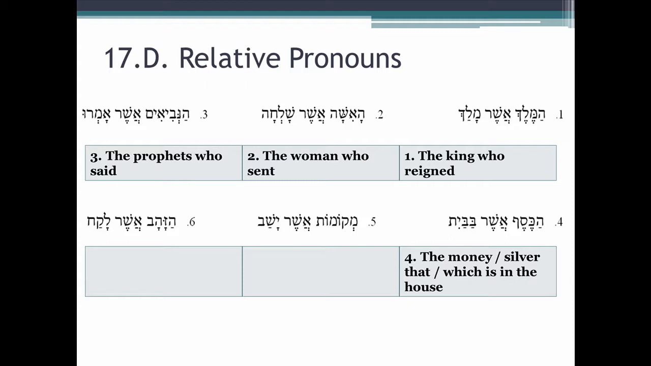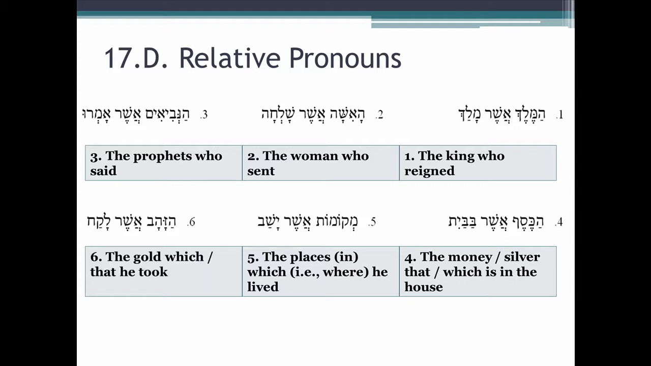Number 5, Mekomot asher yashav, the places which he lived. Now in English, you could smooth this, either the places in which he lived, or you could translate asher as where, the places where he lived. It's up to you. Number 6, Hazahav asher lachak, the gold which he took, or the gold that he took.